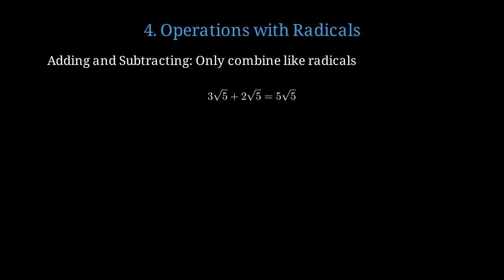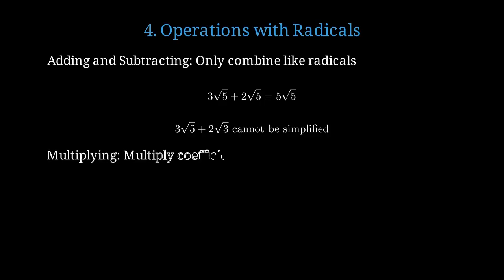For example, 3 times the square root of 5 plus 2 times the square root of 5 equals 5 times the square root of 5. But 3 times the square root of 5 plus 2 times the square root of 3 cannot be combined because they have different radicands. When multiplying radicals, we multiply the coefficients together and the radicands together.